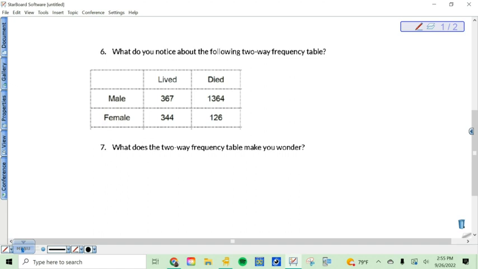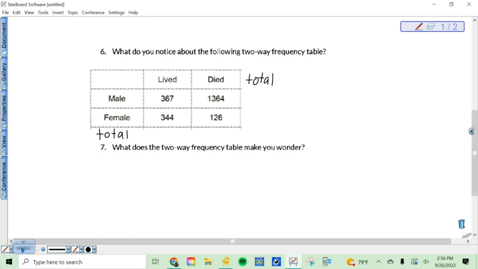And typically, these two-way frequency tables will also have a total row as well as a total column. We'll talk more about that once we get to the back of the paper. But just from looking at this, what do you notice about the graph? A bunch of people died. Talking about people who lived and died. Ooh, it doesn't specify if it's humans. That's a good point. So these are all things you can notice about the table. And then I also want you to tell me something that this makes you wonder about.